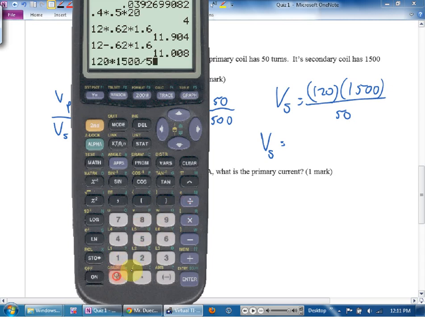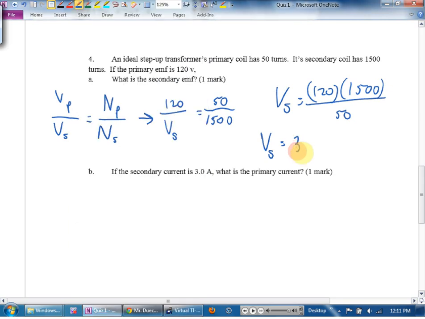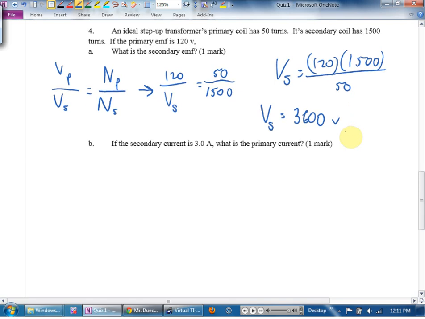Volts, is that right? If the secondary current is 3 amps, what's the primary current? Okay, so I'm going to use the number of coils because that's what they gave me. The number of coils on the primary divided by the number of coils on the secondary equals the current on the secondary divided by the current in the primary.